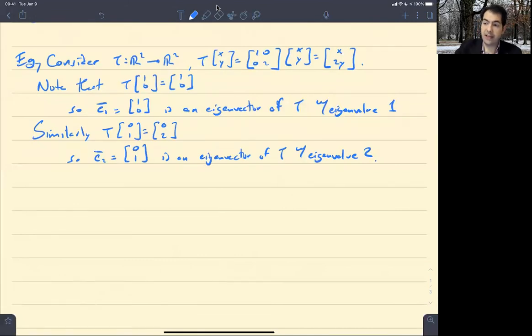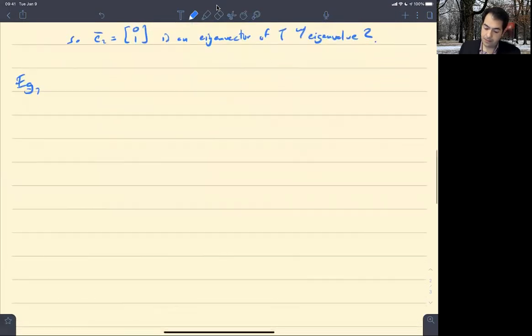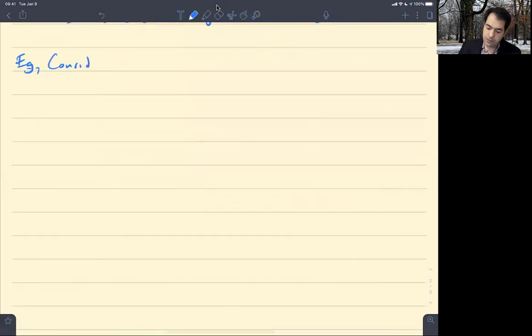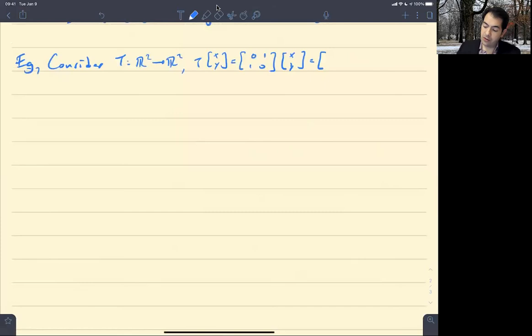Let's look at something that's not diagonal. So let's look at T from R2 to R2. Again, I want it to be given by matrix vector multiplication, but this time let's pick a simple non-diagonal matrix. So just zeros and ones, but let's put the ones off the diagonal. Right? So of course, this acts on a vector (x, y) and gives you back the vector (y, x). So it's just reordering the coordinates.